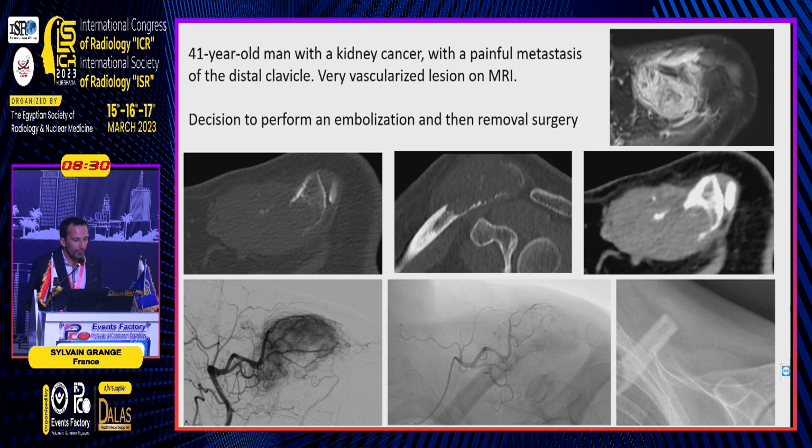Here is an example of a 41-year-old woman with a kidney cancer with a painful metastasis on the distal clavicle. The lesion is very vascularized, as you can see on CT and MRI. And after embolization, the surgeon can make an intervention without the risk of hemorrhage.